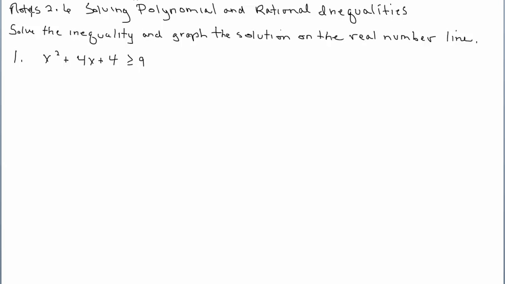And section 2.6 continues. We're going to solve more inequalities, but this time they're polynomial and rational inequalities. You guys know rational means ratio, means fractions. But sometimes students get tripped up with the word polynomial. Well, it's like a rational function, except you don't have a fraction. Think about what's in the top and bottom of a rational function. That's just a polynomial. So the directions are: solve the inequality and graph the solution on the real number line.